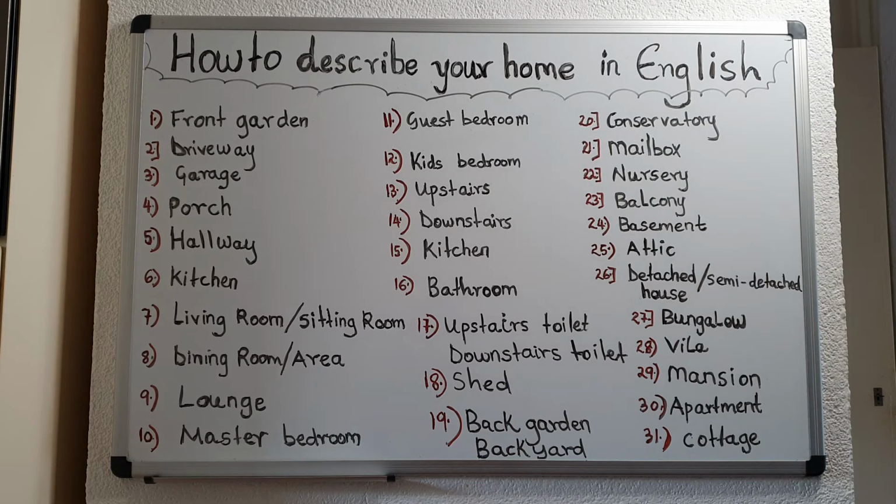Now, obviously, a toilet is where you do your pee and your poop, okay? You do your number 1 and your number 2. And then some people have a downstairs toilet. Usually, most of the time, this toilet is just next to the front door.